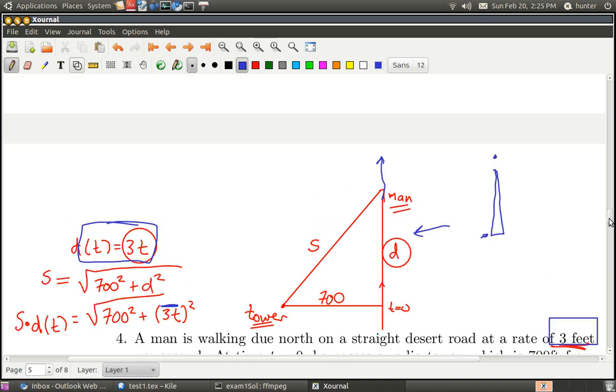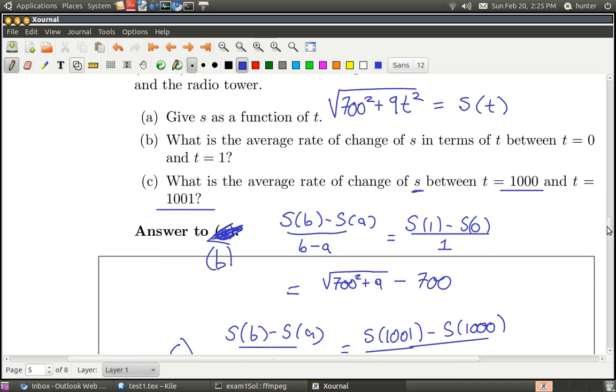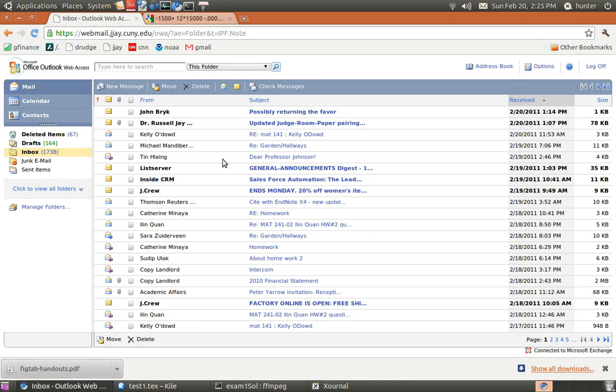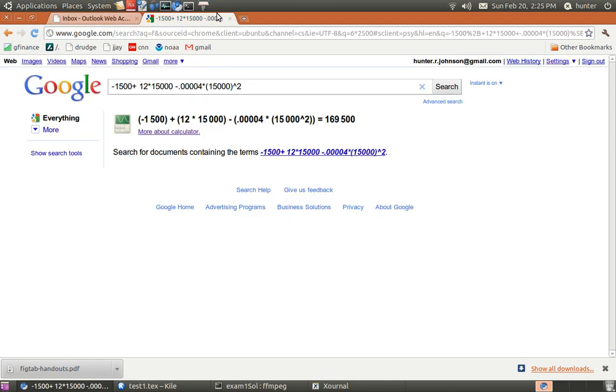So the average rate of change, the answer to part C, should be a number that's much closer to 3 than the answer to part B. And so it might be interesting to see that. So let's just go ahead and put these numbers into the calculator. So the first one is this one, the square root of 700 squared plus 9 minus 700. So let's do that.